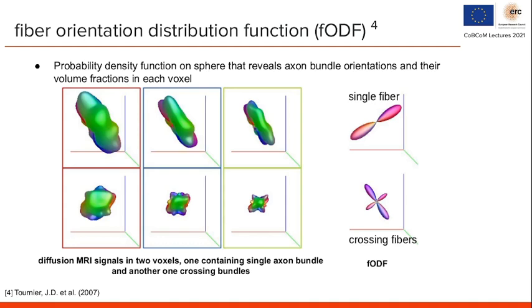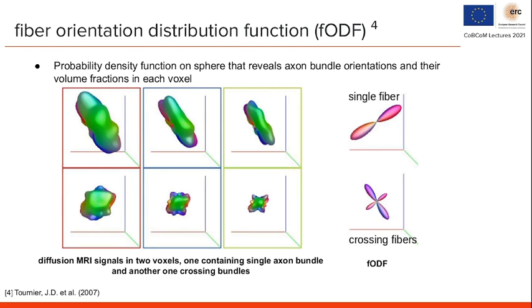One way to model measured diffusion MRI signals is via fiber orientation distribution functions, or shortly fODFs. An fODF is a spherical probability density function that reveals orientation of underlying axon bundles and their volume fractions.